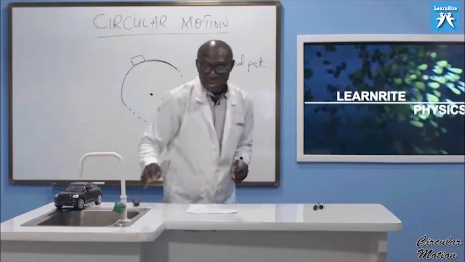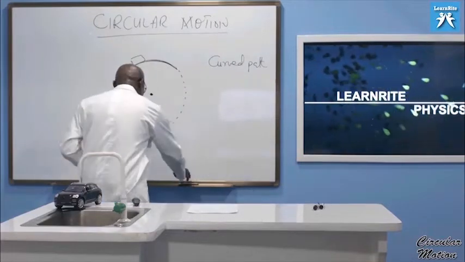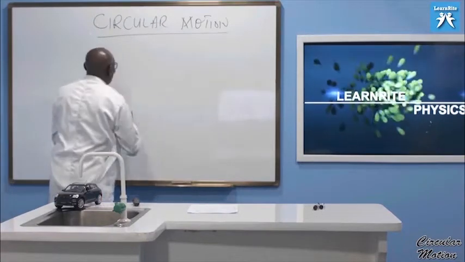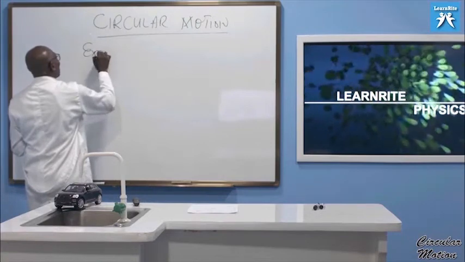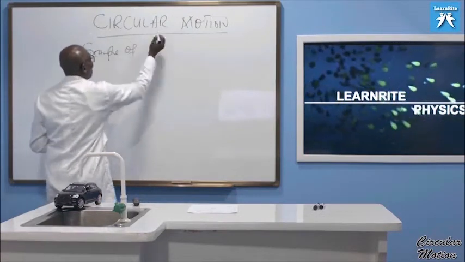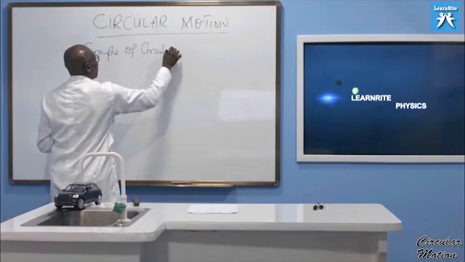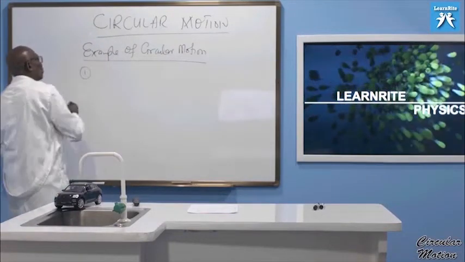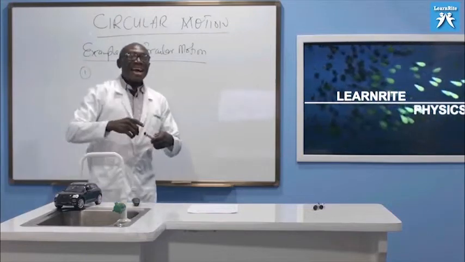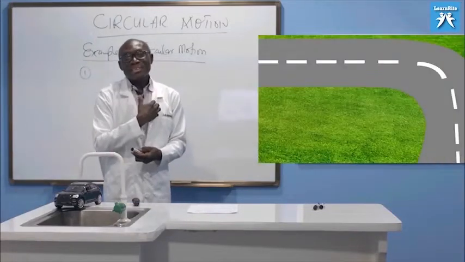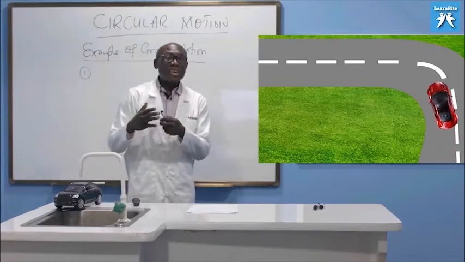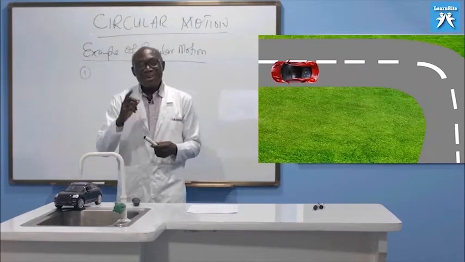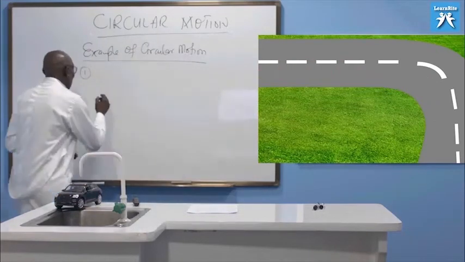Now we can talk about a car negotiating a bend. We are looking at some examples of circular motion. The first one is a car negotiating a bend, and you saw it. Once a car decides to negotiate a bend, that car performs circular motion.